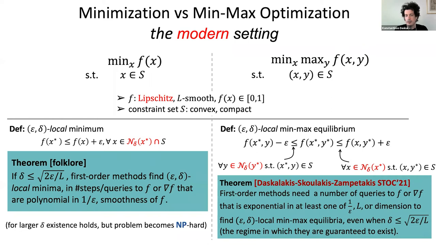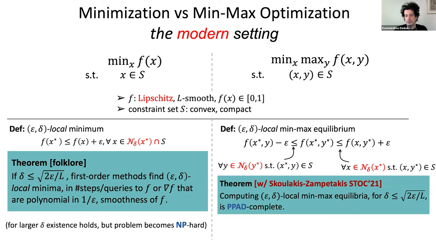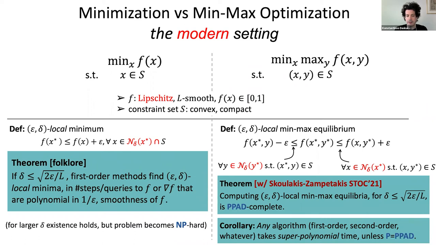This unconditional result is a corollary of a complexity theoretic result that we show, which says that the problem of finding such solutions is PPAD complete. So it is complete for a particular complexity class that is called PPAD. I'm going to talk a little bit about that in a little bit. But another corollary of this complexity theoretic result is that any algorithm, whether it is first order or second order or whatever, will have to make a super polynomial number of steps to find these local solutions unless there is a complexity class collapse, so PPAD collapses into P.